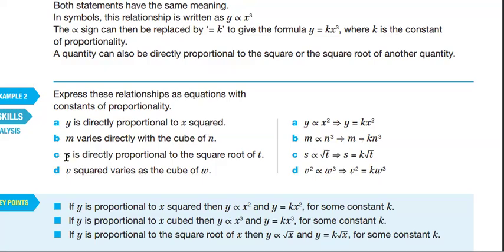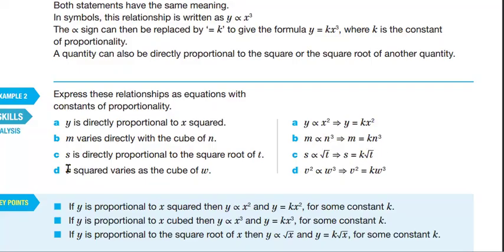Same idea here. M varies directly. Varies directly and directly proportional is the same. So M varies directly with the cube of n. This means the n is cubed, or n to the power of 3. Same idea. M directly proportional to n cubed. We remove the directly proportional sign and then we put equals k and then we put the n cubed here.